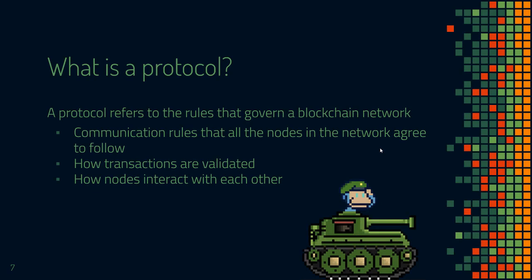What is a protocol? A protocol refers to the rules that govern a blockchain network. These are communication rules that all the nodes in the network agree to follow. It's how transactions are validated and how nodes interact with each other.